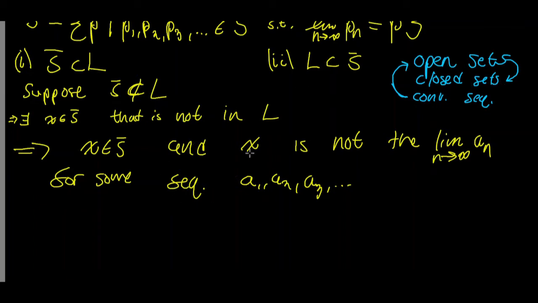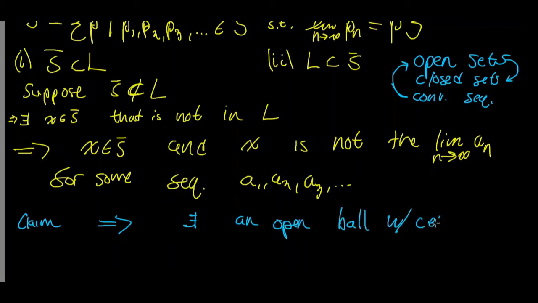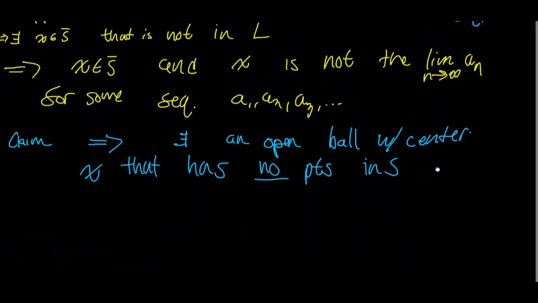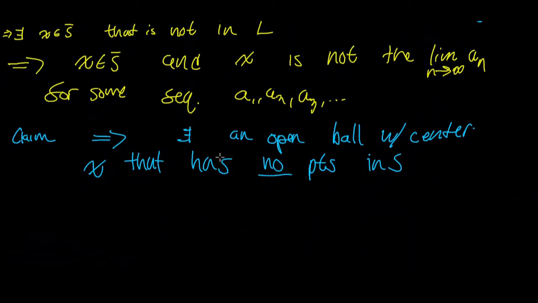So if X is not the limit of a sequence that lies in S, then I claim that this implies that there exists an open ball with center X that has no points in S. Now, why is this true? Suppose that this weren't true. Suppose that there does not exist an open ball with center X that has no points in S.